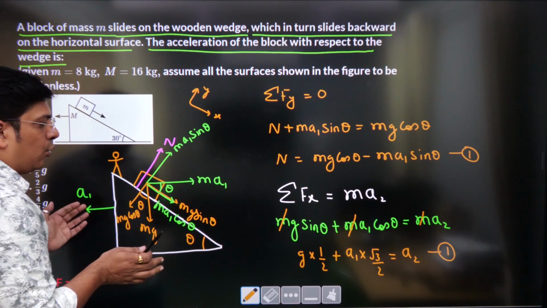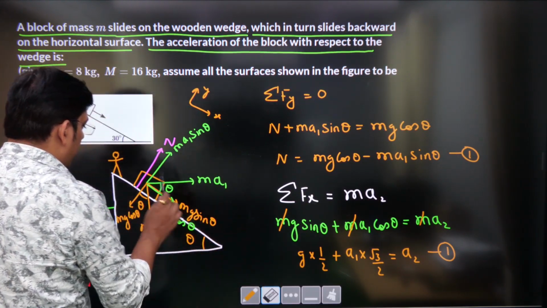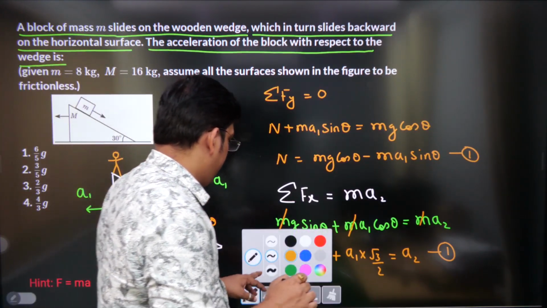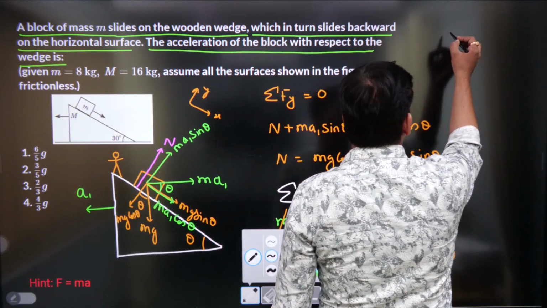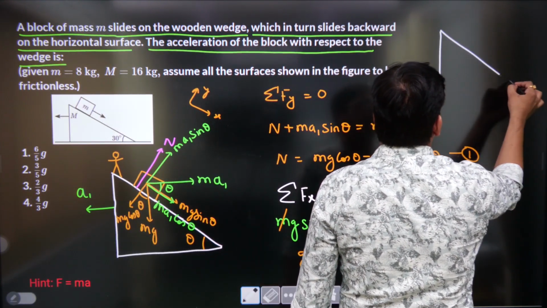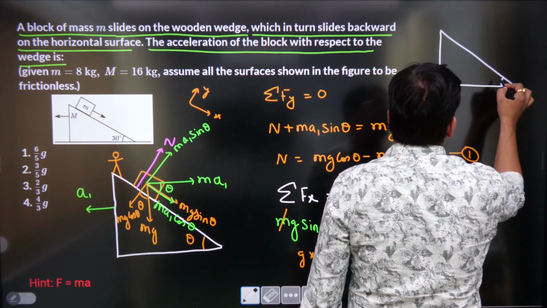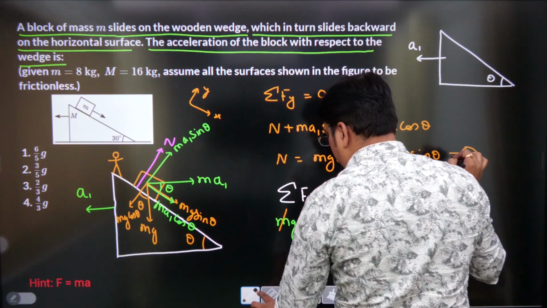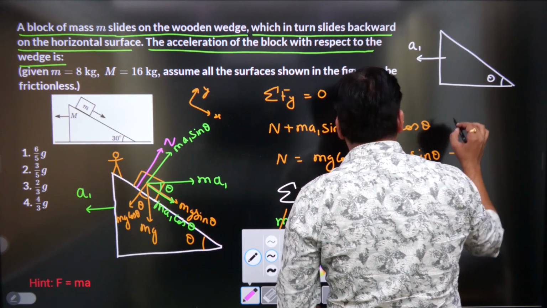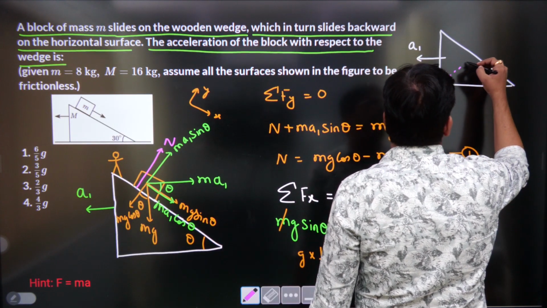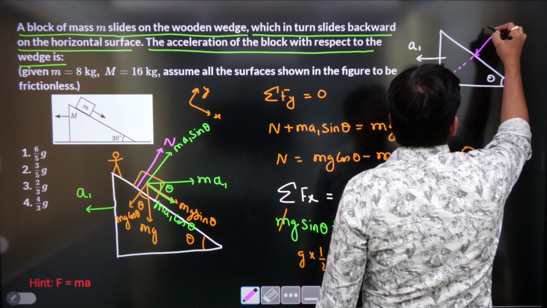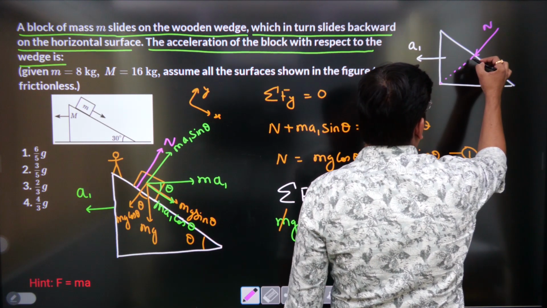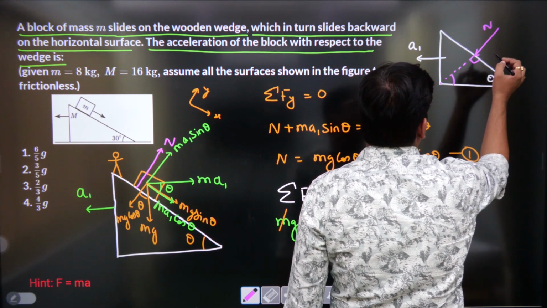Now let us draw the free body diagram of the wedge only. Let us do that here. For the wedge, dear students, this is theta, obviously this is 30 degree. Acceleration of the wedge towards left is a1, and this was the normal reaction. Now this would be 90, this would be 90 minus theta, right?